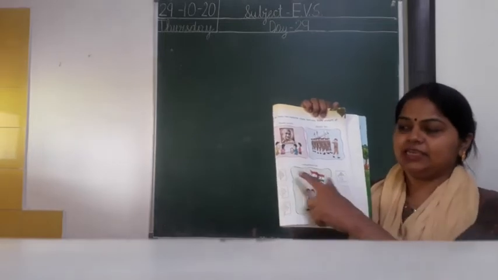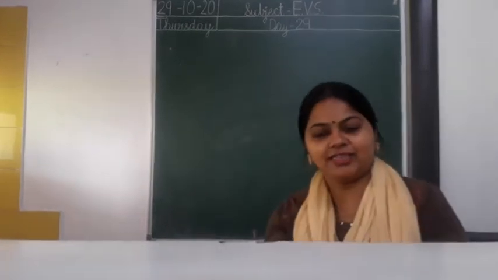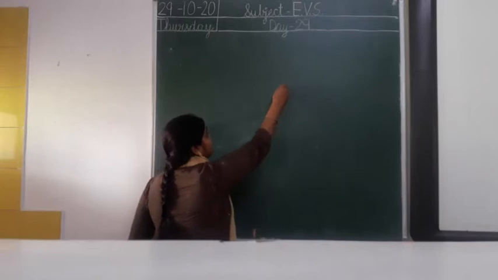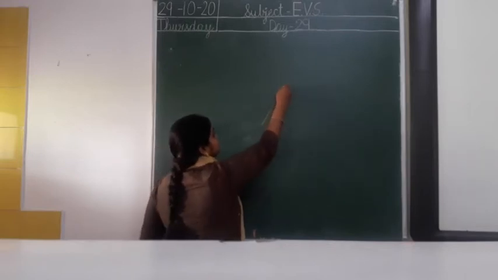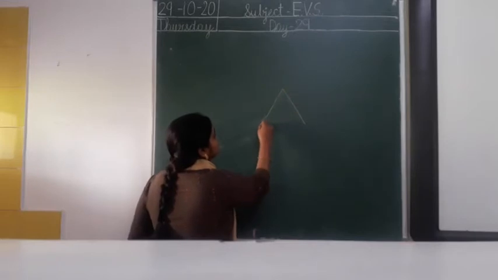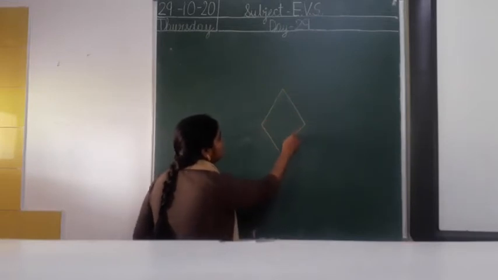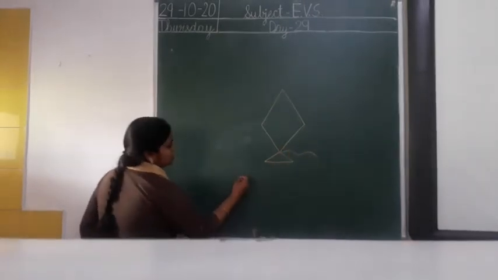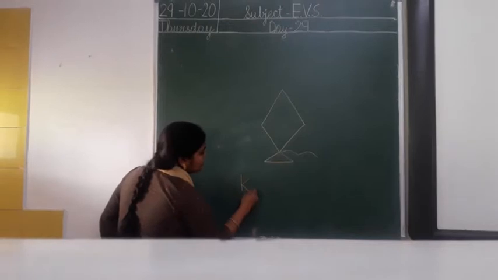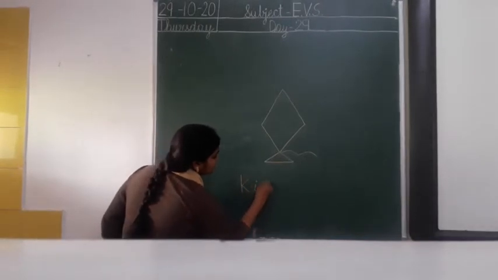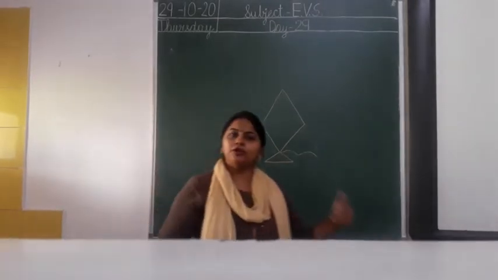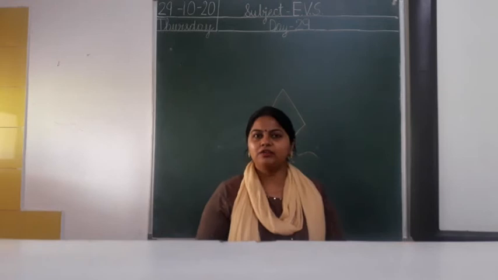What are these? Can anybody tell me? Kites. These are kites. So in our subject EVS, I will tell you how you will make a kite. This is an activity that you have to do. Now today I will tell you how you will make a kite. This is a kite. Do you want to do this? Yes. Very good. Let's start.